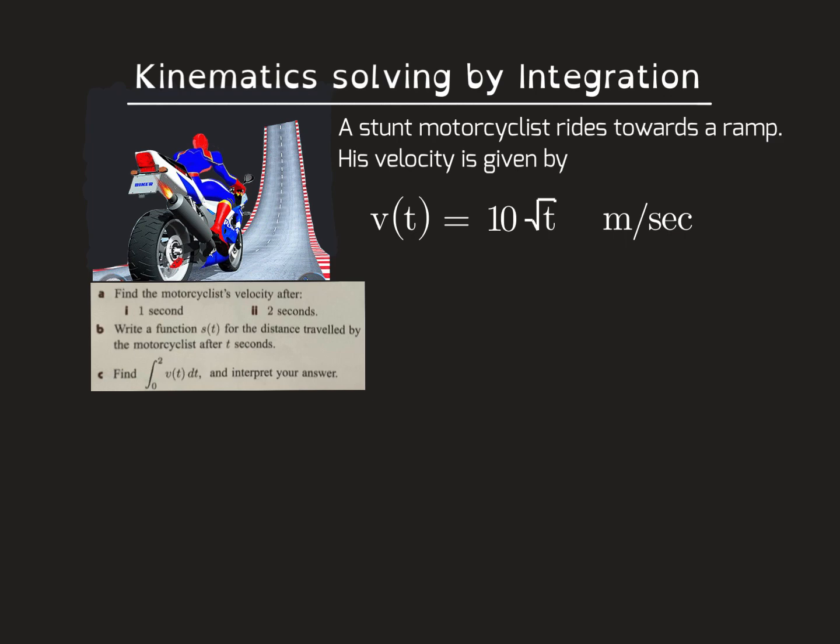A stunt motorcyclist rides towards a ramp, and his velocity is given by this equation here, 10 root t, which is in meters per second. To find out the motorcyclist's velocity after 1 second and after 2 seconds, we just substitute the time 1 into this equation. So that v1 is equal to 10 root 1. And that just makes it 10 meters per second.